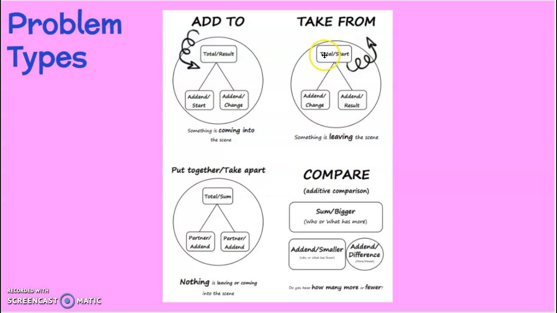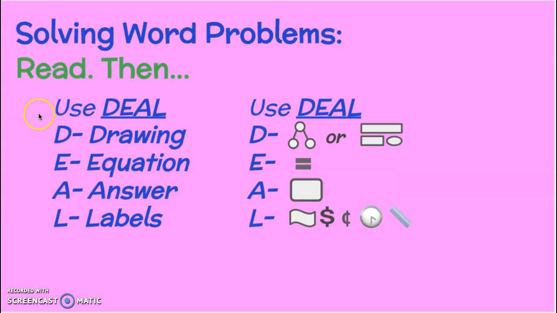With a take from problem, maybe the start, the total, is unknown. The change, how much got taken away, could be unknown, or the result could be unknown. So we're going to learn to solve when any of those addends or totals is missing. It could be the start, change, or result. And notice how the start, change, and result change positions in a take from problem. So again, we need to use DEAL.